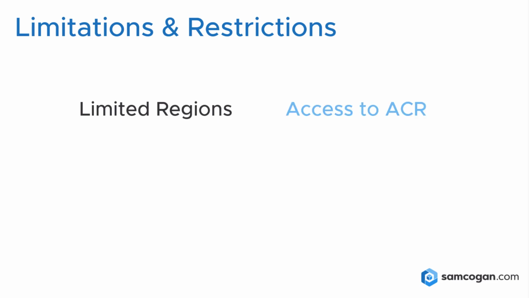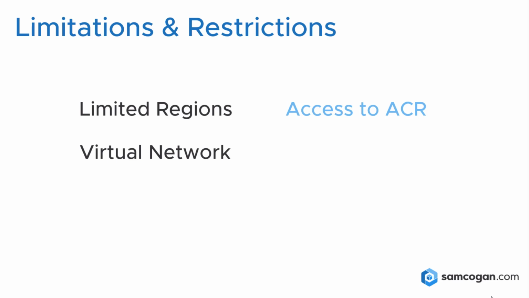Secondly, it has a limitation around access to private Azure container registries. So normally with an AKS cluster, you can configure the service principal that's running your cluster to have access to a private ACR. But with virtual nodes, it doesn't support the use of the service principal. So instead, you'll have to configure a Kubernetes secret for the virtual node to use when it needs to access private ACR registries.